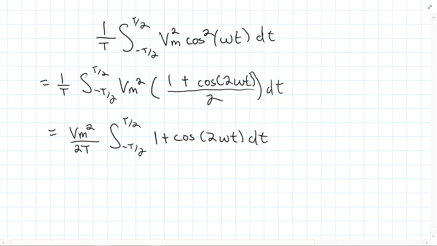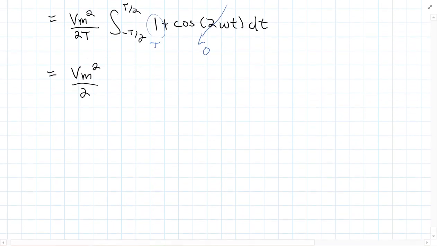But wait a minute, same kind of thought process here. The cosine portion is going to be 0, and the 1 portion is just going to be T. So we get here Vm squared over 2. Then my voltage RMS value is equal to the square root of Vm squared over 2, which is just Vm over the square root of 2.